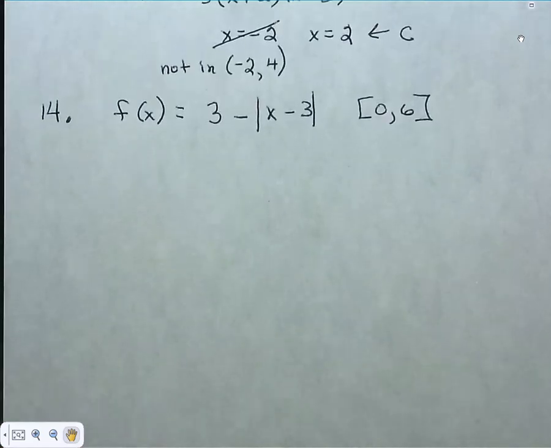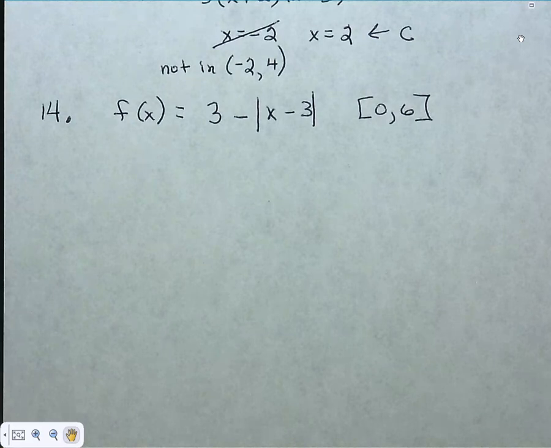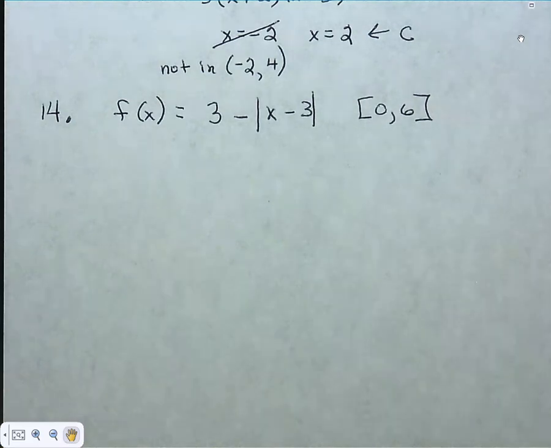Same directions. Tell whether Rolle's theorem applies or not. If it doesn't, tell why it doesn't. If it does, find the guaranteed value of c. What if I go ahead and tell you that Rolle's theorem doesn't apply here? Can you tell me why?